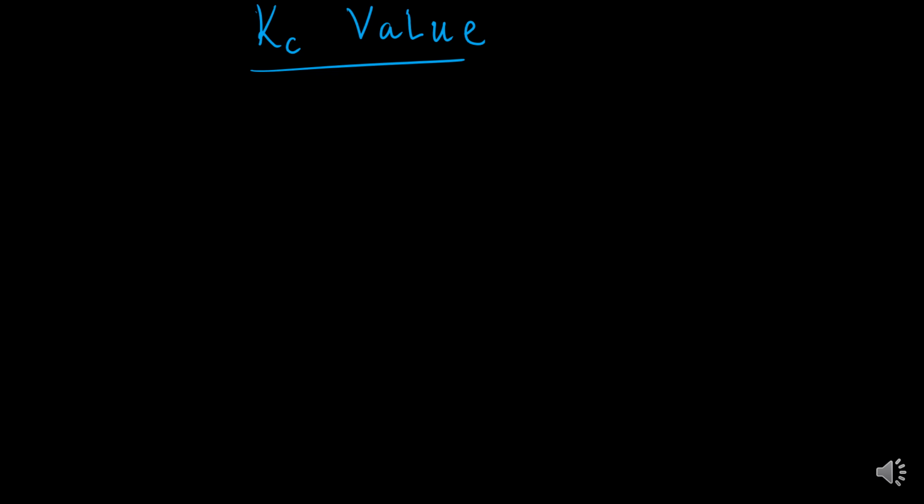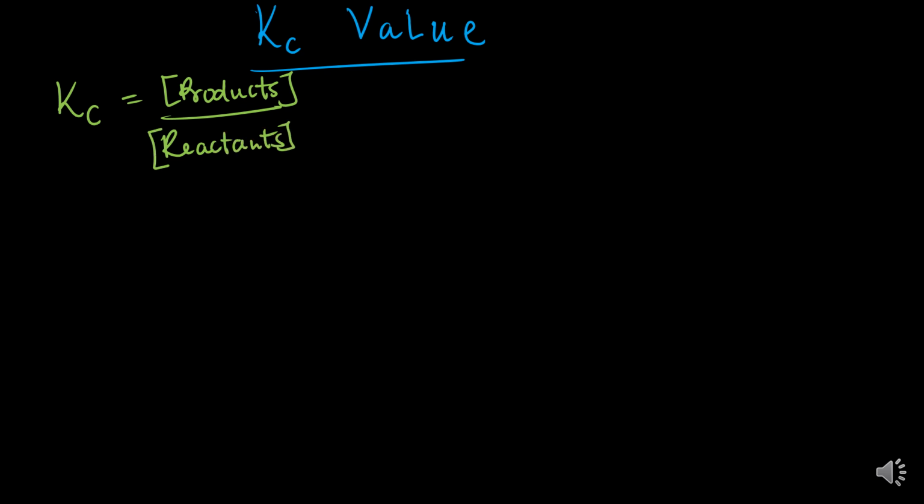Let's first just speak about what is the Kc value. The Kc value is basically a ratio of products to reactants. At equilibrium, it is the concentration of the products over the concentration of the reactants, right? So remember the square brackets show that you are talking about concentration, right?